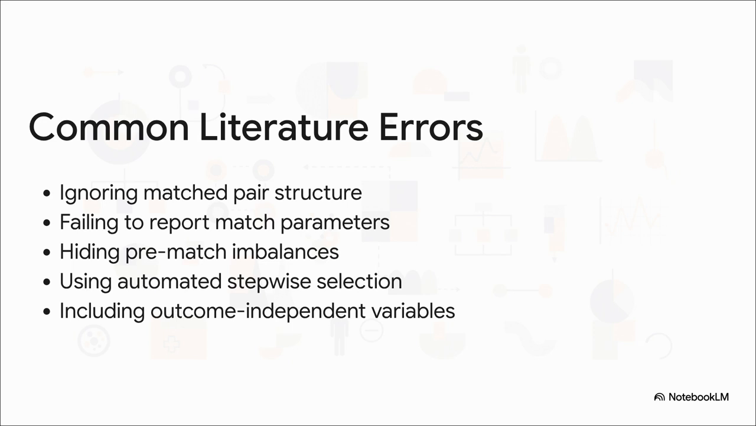You have to show us how bad the data was before you fixed it. Researchers also frequently fail to explicitly state whether they matched with replacement, fail to report their exact caliper width, or fail to state exactly how much their sample size was reduced post-matching. And as I mentioned earlier, utilizing automated stepwise variable selection or improperly including outcome-independent surrogate variables in your model will get your paper rejected by any rigorous statistical reviewer.